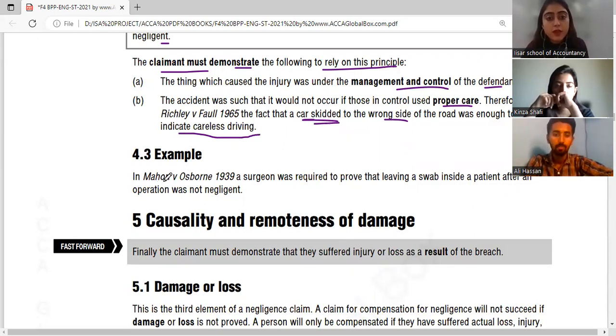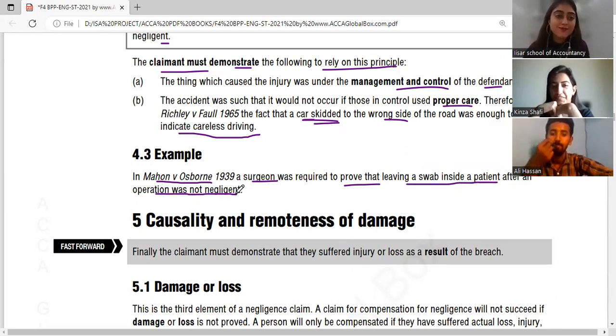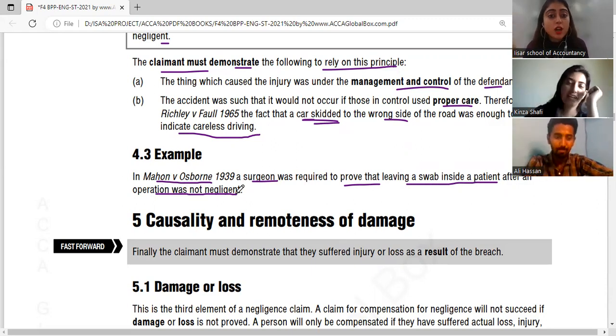Then another case, Mahon versus Osborne, 1939. A surgeon was required to prove that leaving a swab inside a patient after an operation was not negligent. Leaving a swab inside the body of a patient is clear enough to indicate that you were careless. Exactly, so it is negligent. You as a surgeon, the defendant, have to prove how it was not careless and not negligent.